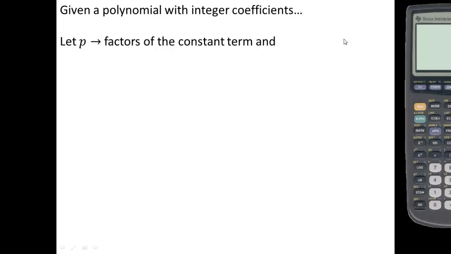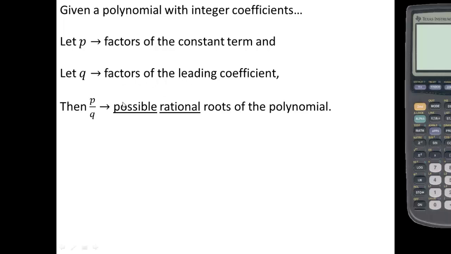Let p be the factors of the constant term. In other words, the number all the way at the end that doesn't have a variable on it, that's the constant term. p is the factors of that number. q are the factors of the leading coefficient. p over q are all of the possible rational roots of the polynomial.